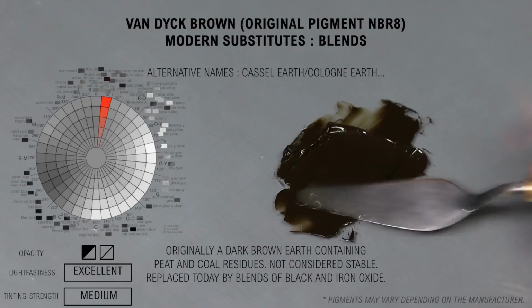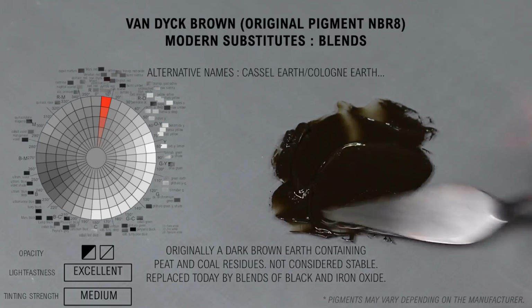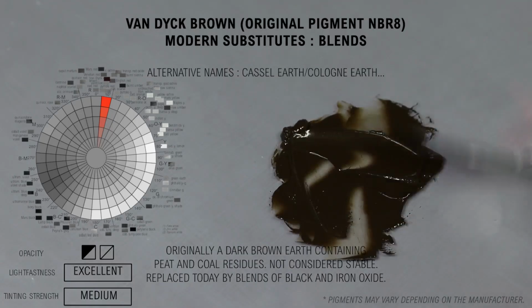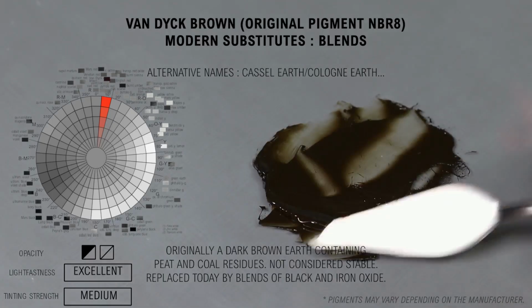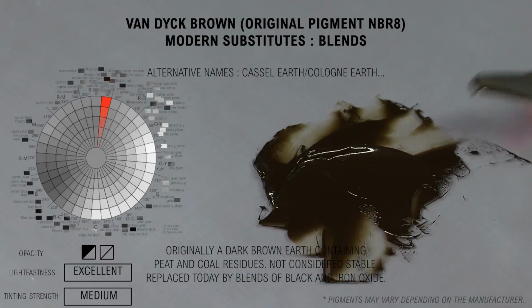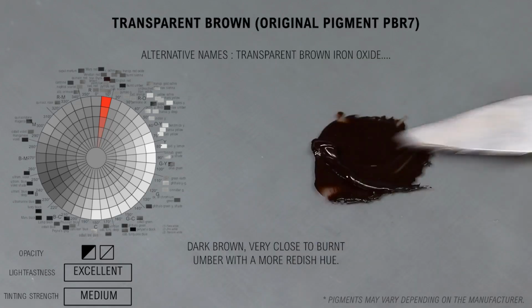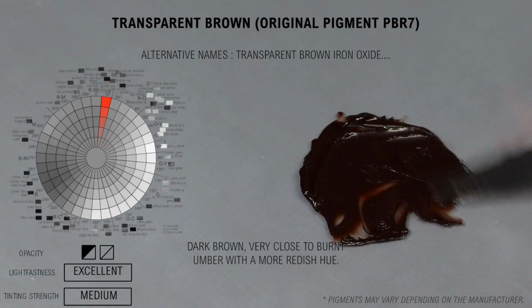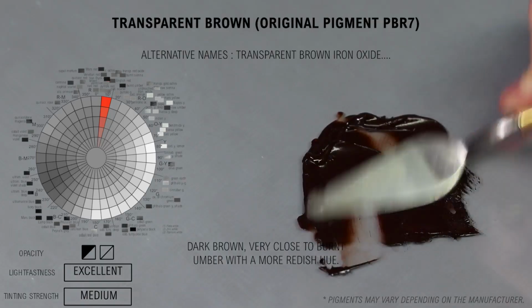Van Dyke brown, also known as Cassel earth or Cologne earth, was originally a dark brown earth containing peat and coal residues. It's not considered stable, and nowadays it is replaced by blends of black and iron oxide. Transparent brown is a dark brown, very close to burnt umber.